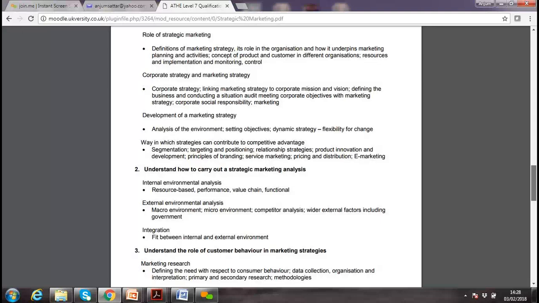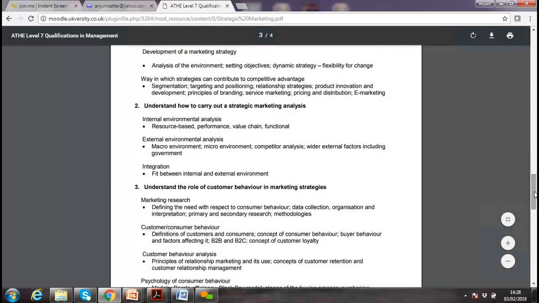So today we are moving toward the next learning outcome, LO3, learning outcome 3, assessment criteria 3: understand the role of customer behavior in a marketing strategy. So we need to look around customer behavior. So now we are moving with the behavior topic.